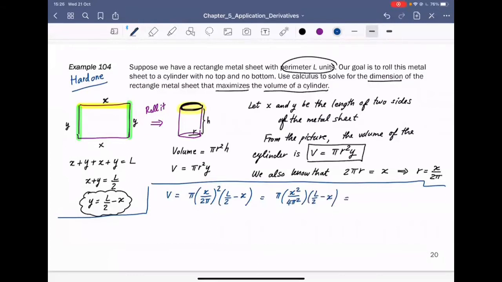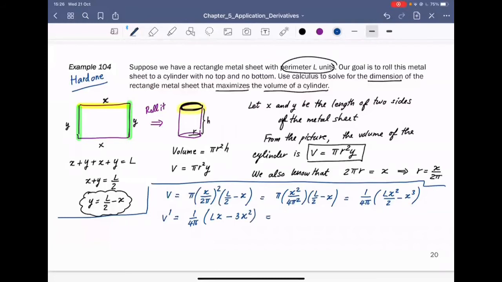Well, this is 1 over 4 pi, right? Because I cancel the constant, and then I multiply x squared there. So I'm going to get L x squared over 2 minus x cubed. Here we go, so I have V here. I'm going to differentiate one time with respect to x. So I get 1 over 4 pi, and then differentiate L over 2 x squared, so I get Lx. And then differentiate x cubed, I get 3x squared.